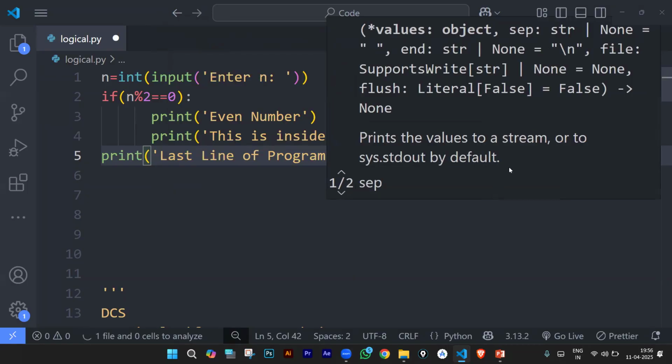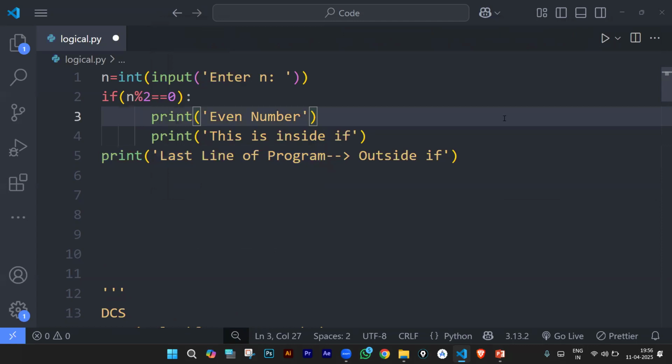Outside if, we will say, last line of program outside if. Now I want you to analyze, observe, and figure out what I told you.